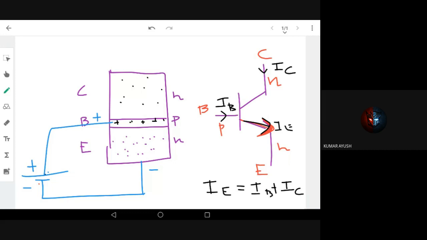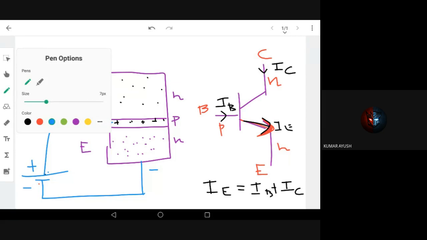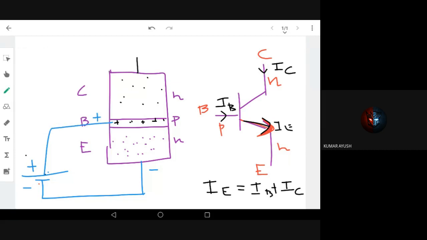Now what about the collector base junction? It has to be reverse biased to make the transistor operate in the active region. So right now I'll connect this N to the positive terminal, right? This is minus, this is plus, right? So now we can see the collector base junction is reverse biased because N is getting plus and B is getting minus respectively.